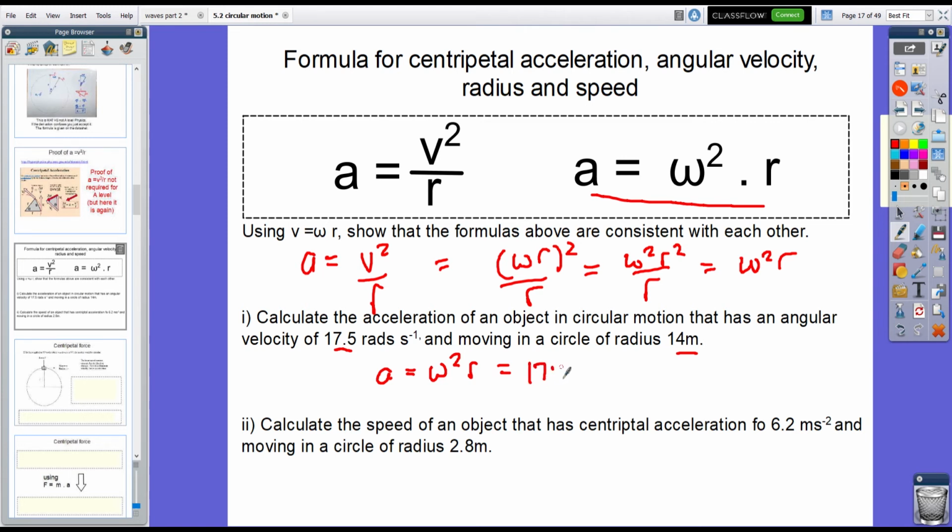Omega has to be in radians, but it is, so that's fine. 17.5 squared times 14. And the answer is, I haven't done this one, so I'll have to go and calculate it. 17.5 squared times 14 equals 4287.5.